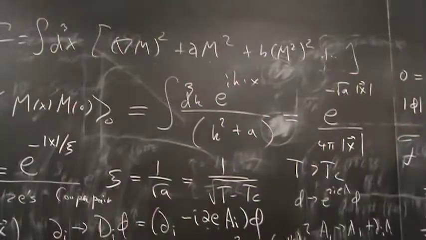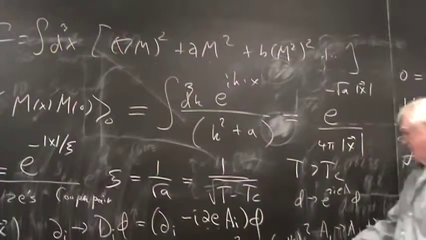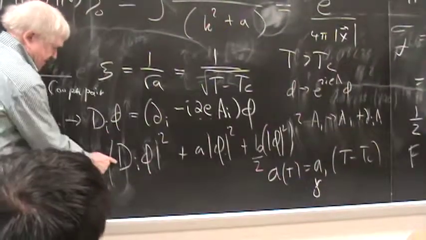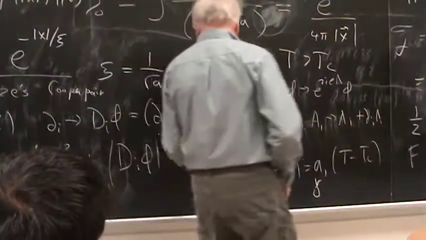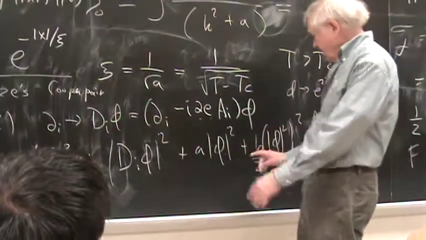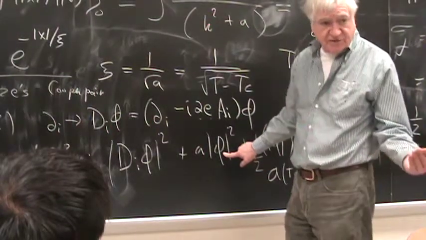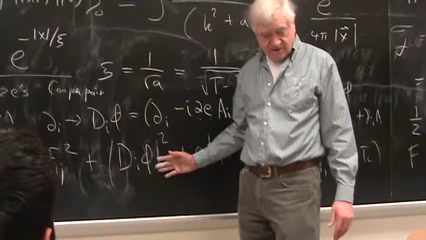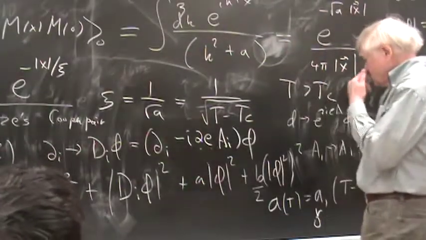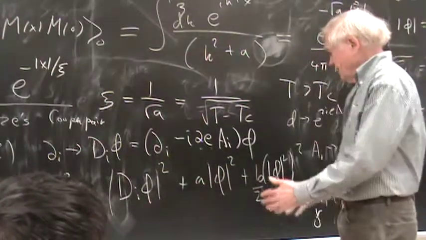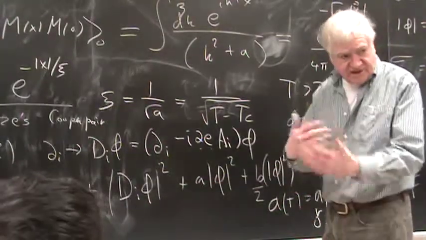We've got two different theories on the board here. Over here, what is RF? Here's RF. If we just had this term and this term, and we had A positive and B positive, then you'd lower the energy by having phi have a mean value of zero, in which case the photon would stay massless. It's when the sign of A flips that phi gets a mean value and the photon gets a mass.